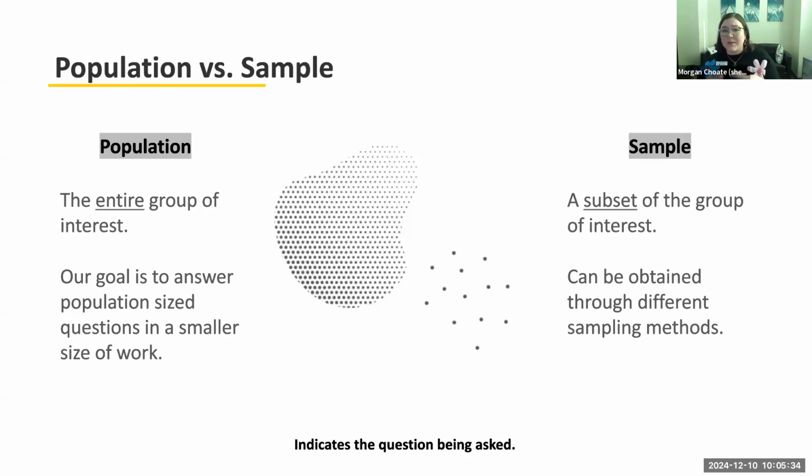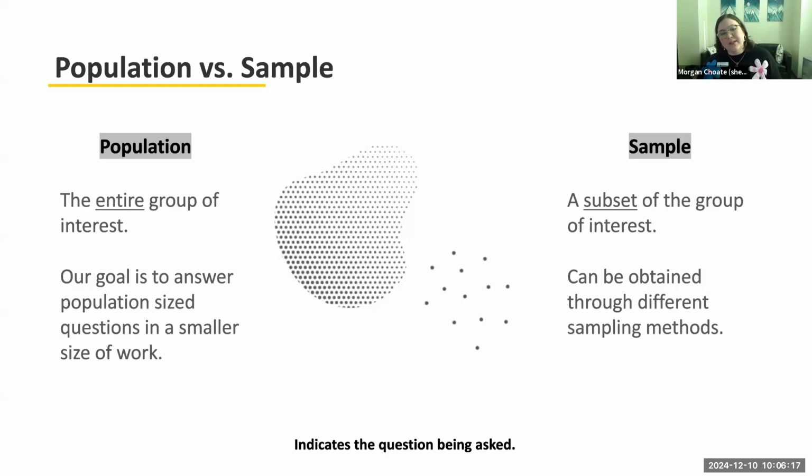Even if you condense that to just maybe the US, that's a lot of patients. That's a lot of information. So samples come in as a subset of that group, because our goal in statistics is answering these population-sized questions with a sample size of work. So your sample is going to be maybe instead of every single pediatric leukemia patient, you're looking at maybe just 100 survey responses. That's a lot easier to work with than millions of individual patients. So your sample is kind of your door to answering those questions.